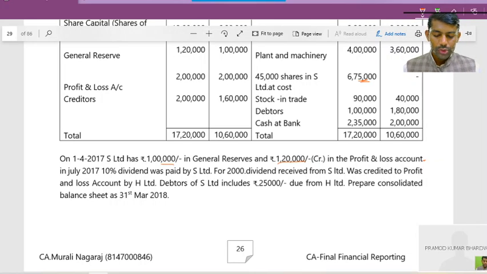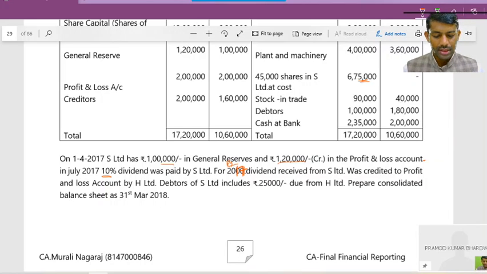In July 2017, 10% dividend was paid by S Limited, the subsidiary. It is 2017, so it is for the previous year. Usually, once the year end of 31st March is over, we prepare financials after auditing. Maybe after 3 or 4 months, we call for the AGM. In the AGM, we declare dividend for the previous year, for the shareholders as on 31st March of the previous year.